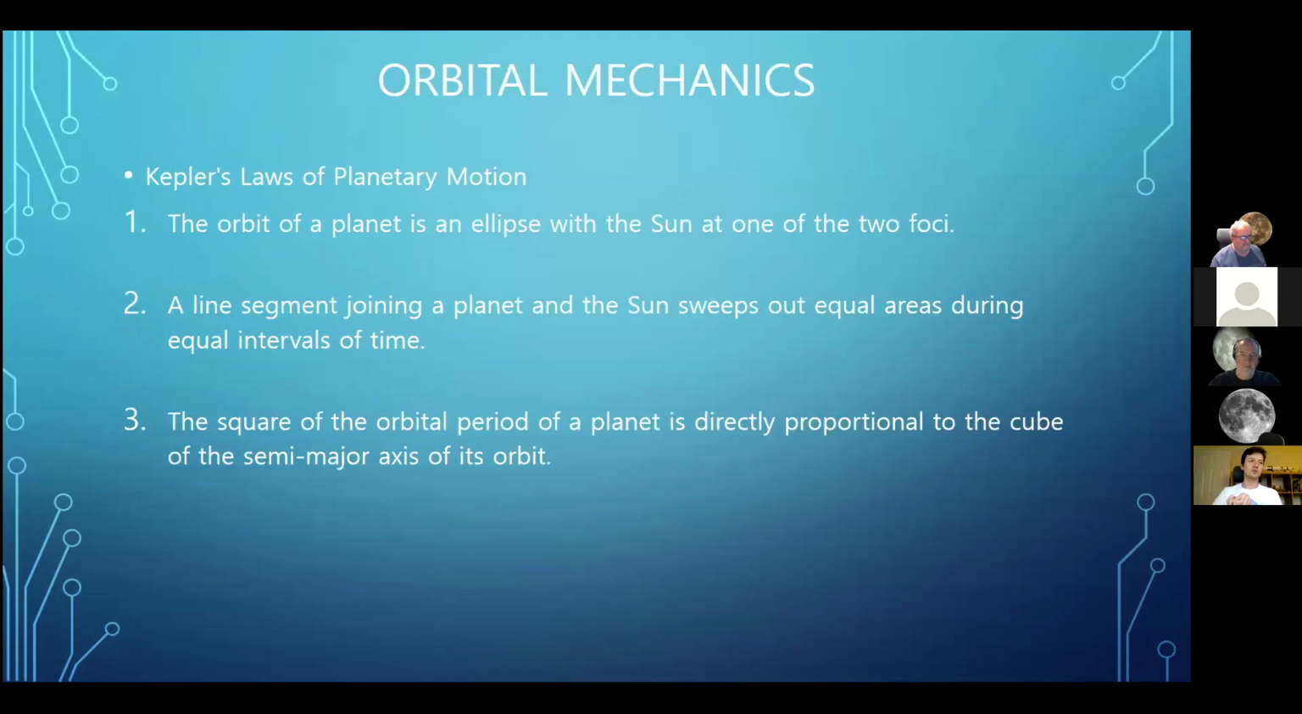So to go through the orbital mechanics, the main ones we care about: Kepler's laws of planetary motion. Here are the three main laws that we care about. The first one is very sun-centric, I guess, in this way, but it applies to any orbit: every orbit is an ellipse.